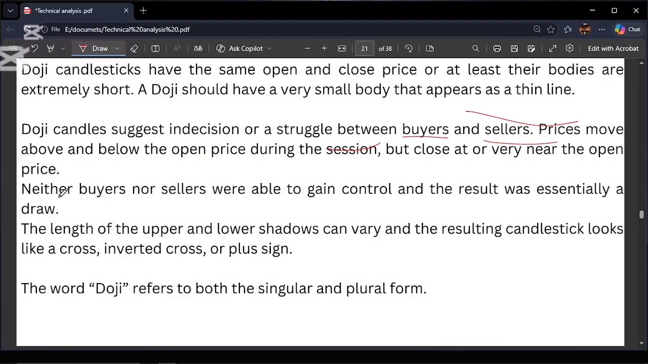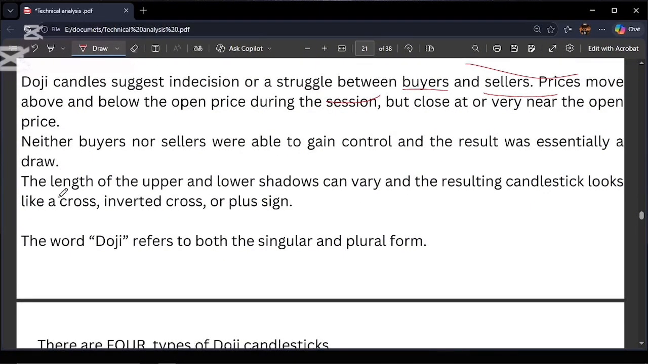So when you say doji, just know that neither buyers nor sellers were able to gain control, and the result was essentially a draw. The length of the upper and lower shadows can vary with dojis, and the resulting candlestick looks like a cross, an inverted cross, or a plus sign. The word doji refers to both the singular and plural form.